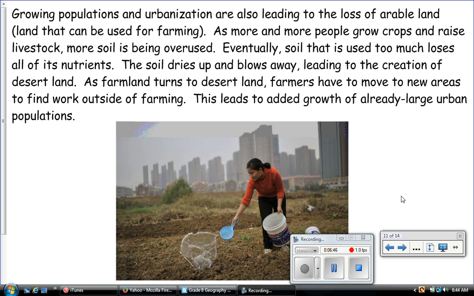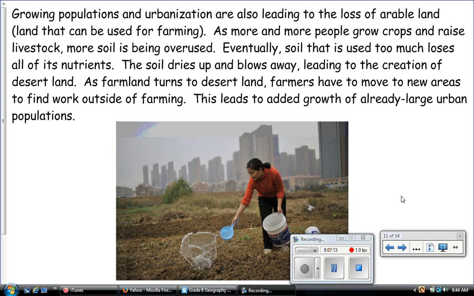Growing populations and urbanization are also leading to the loss of arable land. That's land that can be used for farming. As more and more people grow crops and raise livestock, more soil is being overused. Eventually, soil that is used too much loses all of its nutrients. The soil dries up and blows away, leading to the creation of desert land.